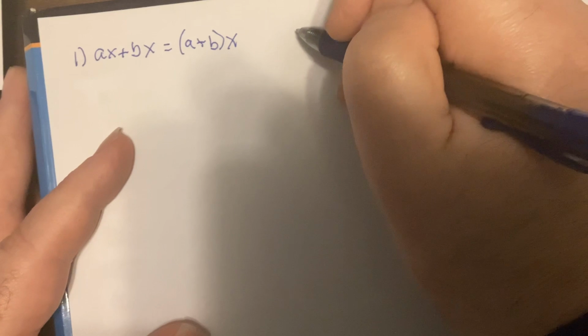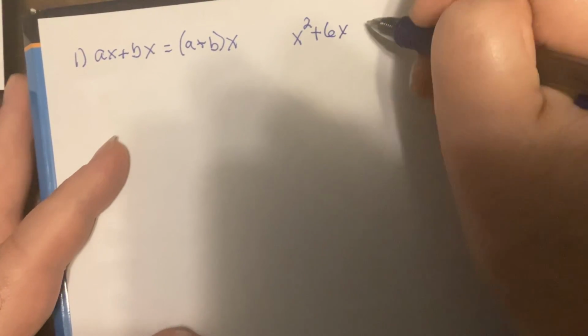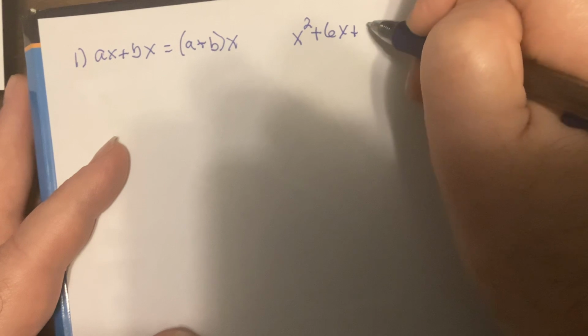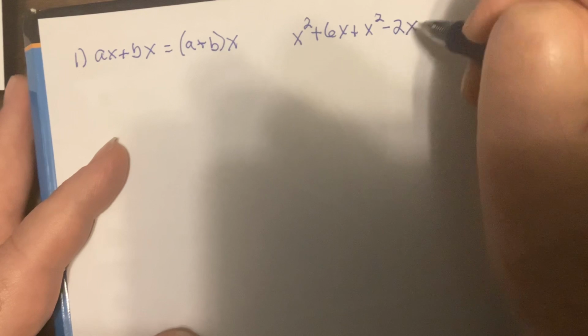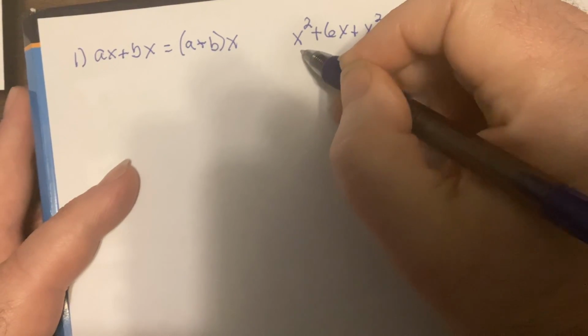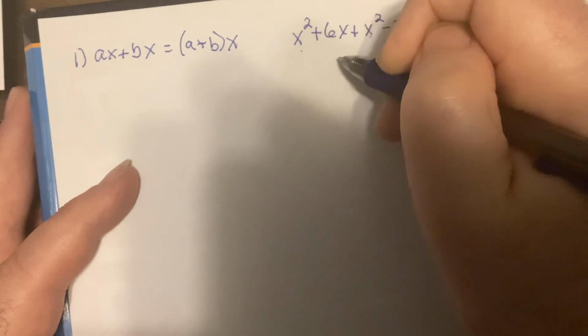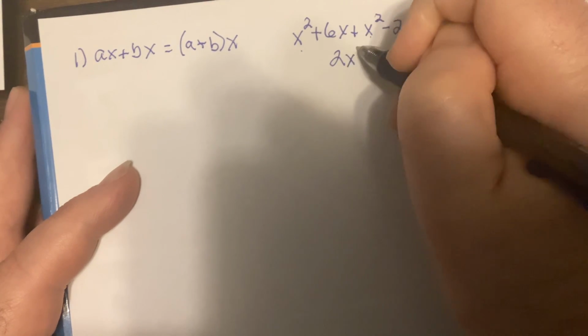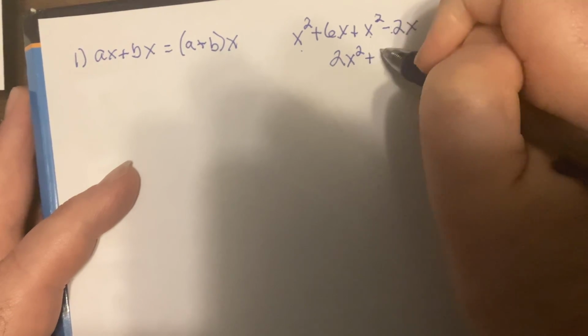So if I had x squared plus 6x plus x squared minus 2x, you combine the x squareds because they're the same base. They both have the same power. It'd be 2x squared. And 6x minus 2x is 4x.